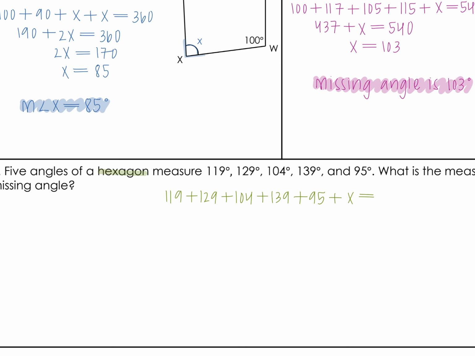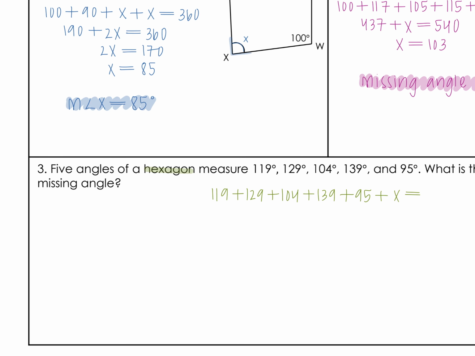is going to be, well, remember this is a hexagon. Okay, so doing some side work over here, we're going to have 6 minus 2, my sides minus 2, times 180. It's going to be 4 times 180, which is just going to be equal to 720 degrees.